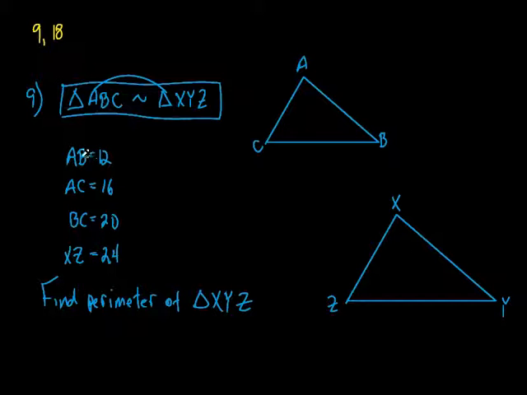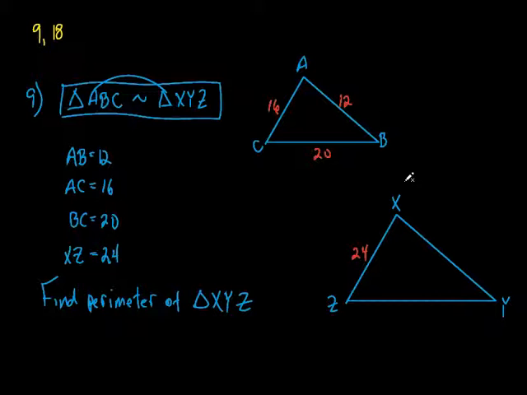So let's put some stuff in here. AB is 12, so put a 12 right there. AC is 16. BC is 20. So they tell you all three sides of that triangle. Come over here. XZ is 24. XZ right there is 24. And they ask you to find the perimeter of this triangle right here. Okay?